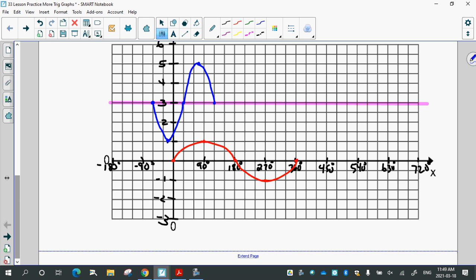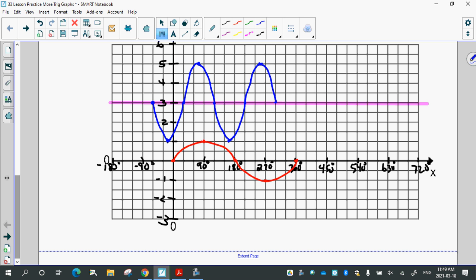So now you're just going to follow your pattern and make another cycle. So it's over 1.5, down 4, over 1.5, up 4, over 1.5, up 4, over 1.5, down 4. Okay, so there's my sketch.